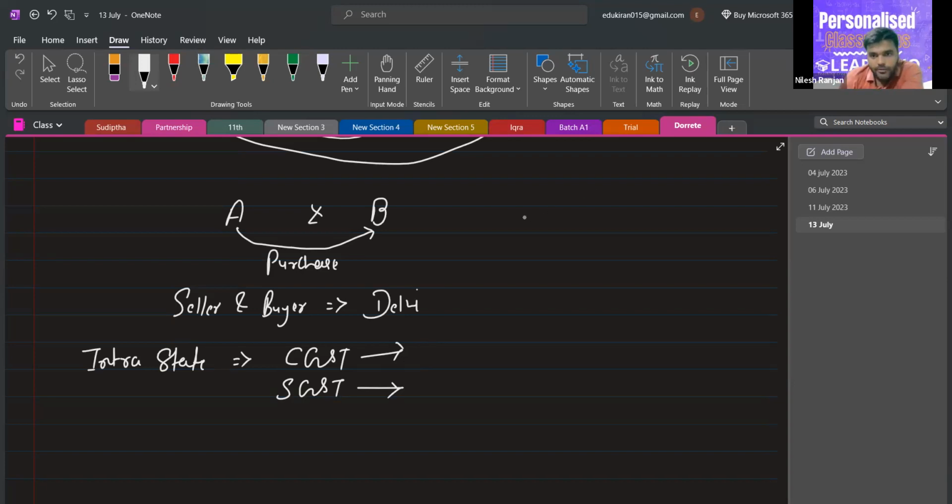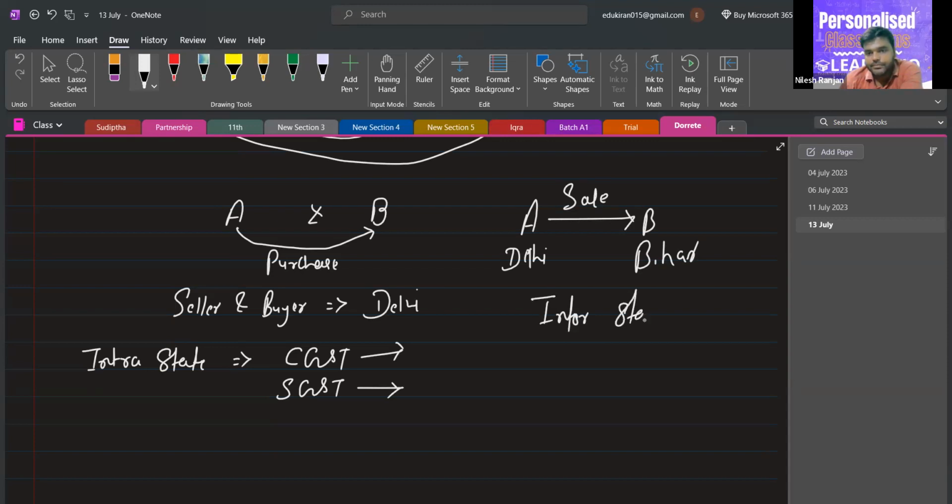Now, if A is from Delhi and B is from Bihar, and A is selling goods to B, then it is called an interstate transaction.